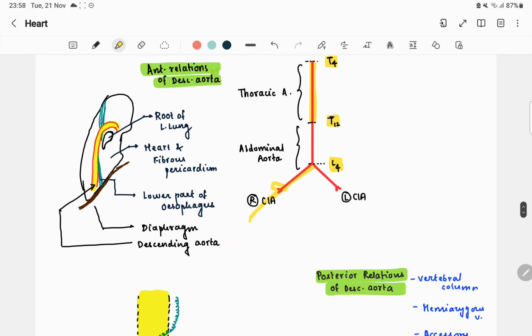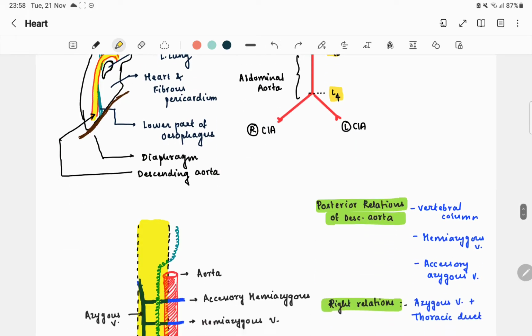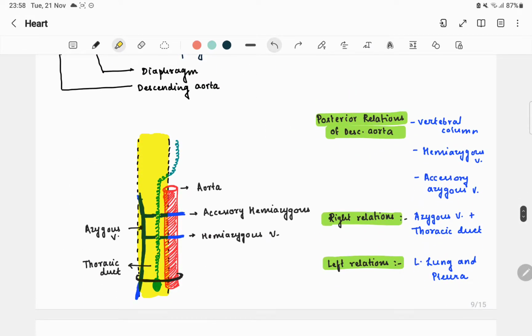At the L4 level, it divides into your right common iliac artery and the left common iliac artery. This again divides into your external iliac, internal iliac, external iliac, internal iliac. Understood? Let's discuss the posterior relations of the descending aorta.